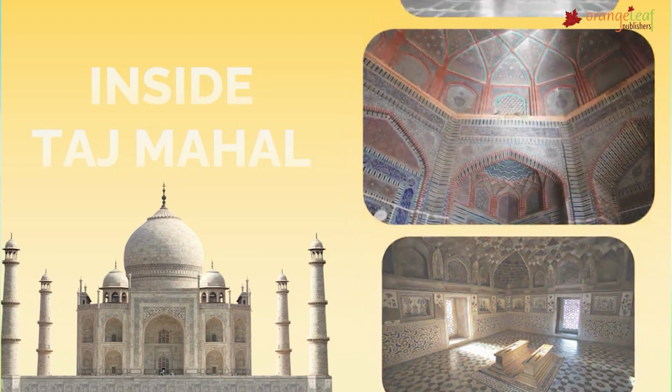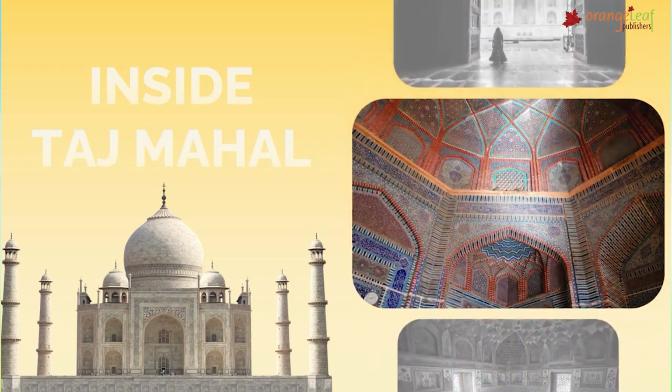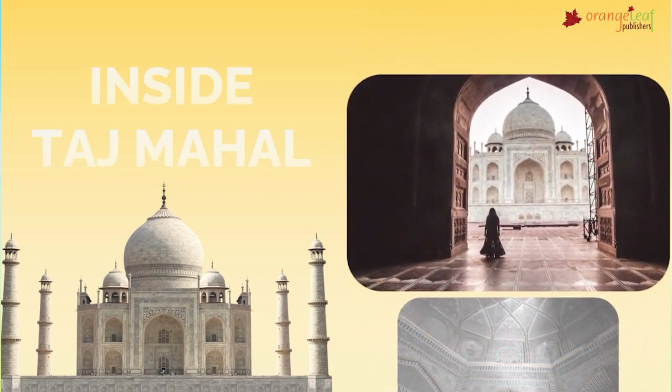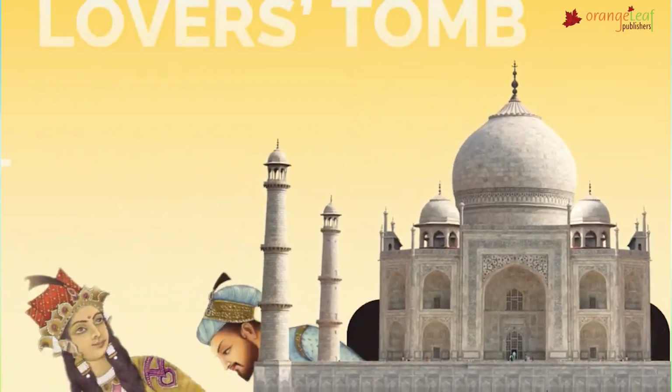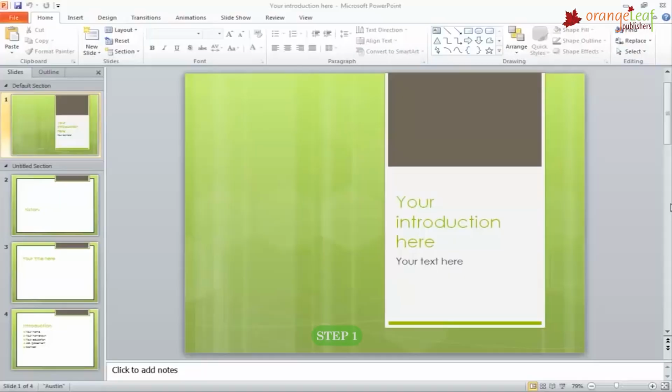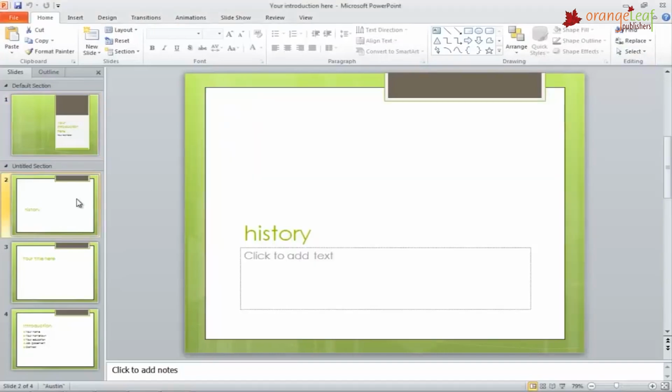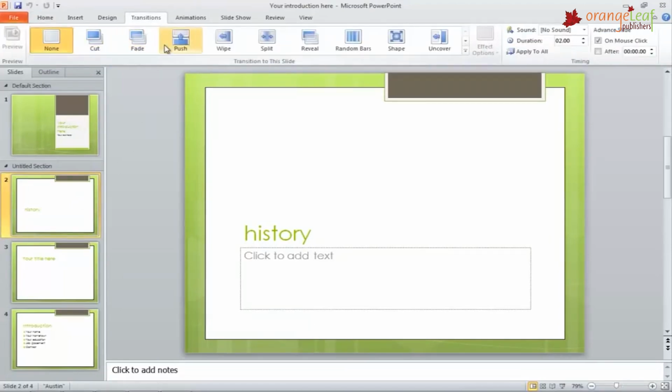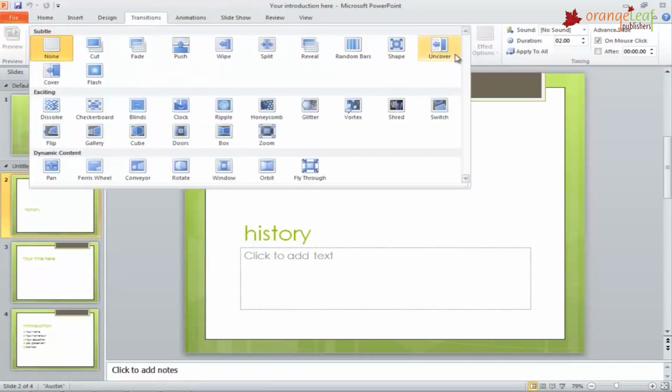In normal or slide sorter view, you can apply a transition to a single slide, multiple slides, or all slides. Step 1. Select the slide or slides to which you want to apply a transition. Step 2. On the Transitions tab, click on the More drop-down arrow. The gallery of transitions appear. Step 3. Click on a transition.